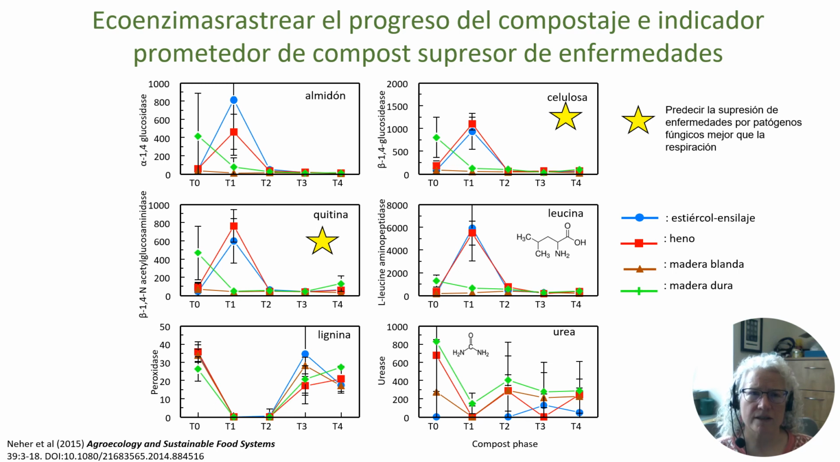Ecoenzymes are able to track the temporal change in bacterial and fungal communities throughout the composting process and are a relatively promising indicator of disease suppressive compost. Simple carbon compounds such as starch or cellulose degrade first, with complex carbon compounds such as lignin degrading later. Ecoenzymes active on cellulose and chitin are better predictors of disease suppressiveness by fungal pathogens than microbial respiration.